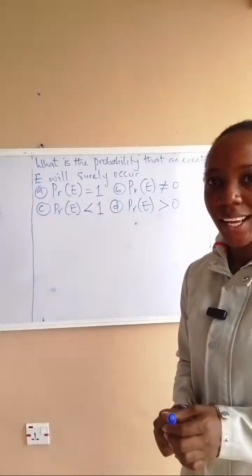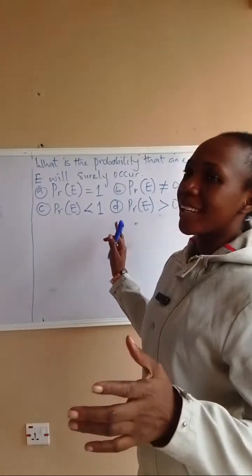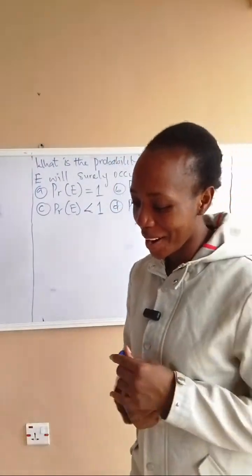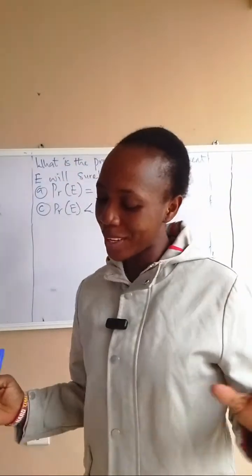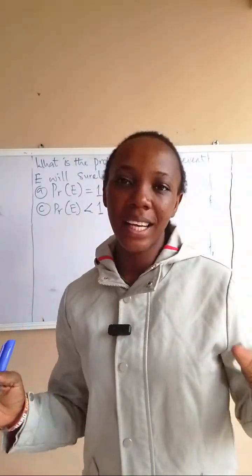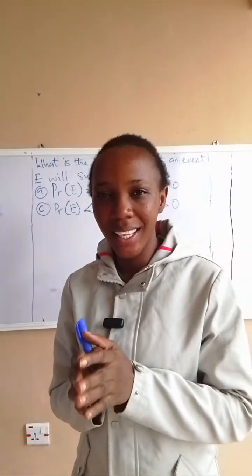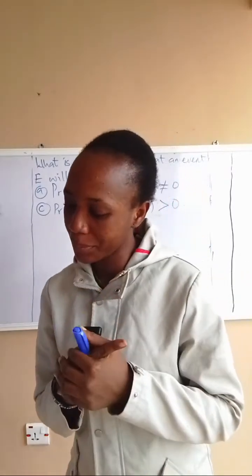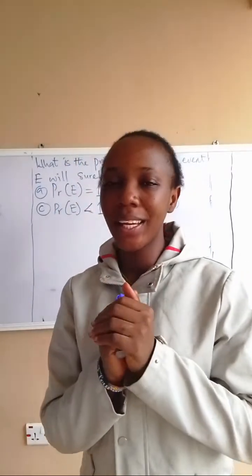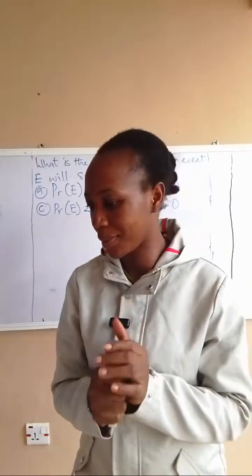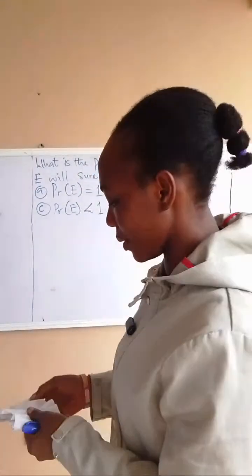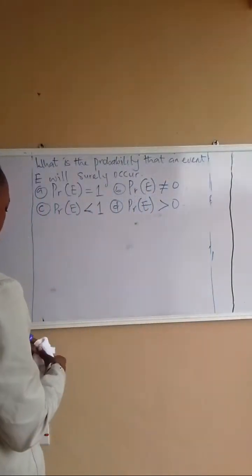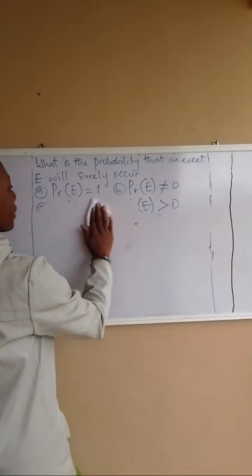All right, so the answer to this question is A. Dare, you are correct. So the probability of an event E that it will surely occur is equal to 1. Now, we'll be going into the next question. So let's wipe this out.